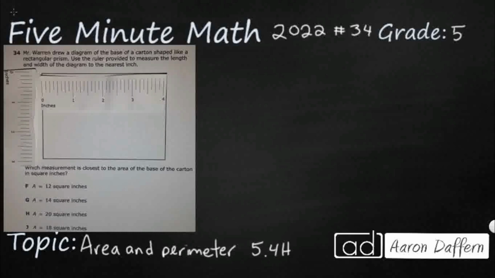Today we are looking at the 5th grade concept of area and perimeter. This is standard 5.4H in the great state of Texas, and we are using item number 34 off the 2022 released STAAR test. If you haven't done so already, please go ahead and take a moment to pause the video, work this problem out on your own, unpause it, and we will look at our answers together.